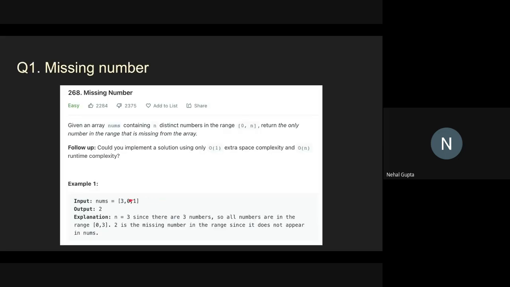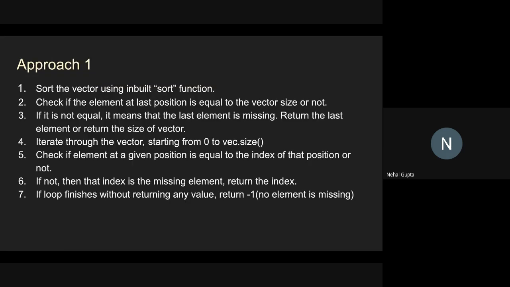I'll tell you in this way. You sorted the vector, so it became 0, 1, 3. If you write the indices of this vector, 0 is at the 0th index, 1 is at the first index, and now you see that 3 is at the second index. This is wrong. 2 should be at the second index, but we find that 3 is at the second index. Since 3 is not equal to 2, we know that at that position, 2 should have been present, and so 2 is the missing number.